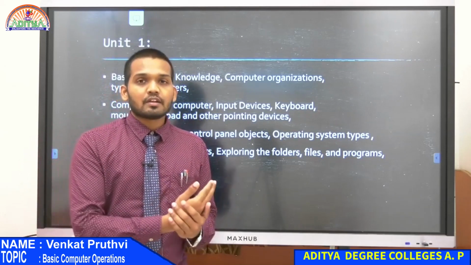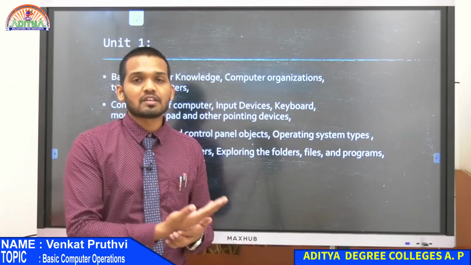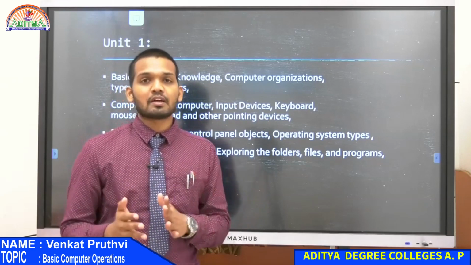Then after that, what happened? After a few years, we had the second generation of computers, where these vacuum tubes were replaced by transistors.